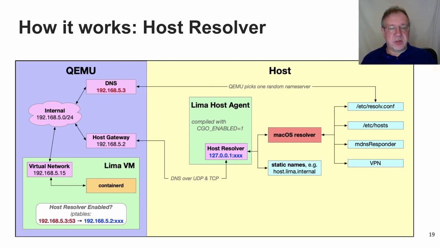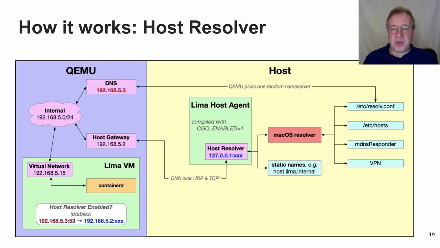When host resolver is enabled, which it is by default, we use IP tables rules to map the default QEMU DNS server through the host gateway to our host resolver. This makes sure that the QEMU DNS server is completely hidden inside, and we know that containerd or k3s or anything else will only talk to our host resolver.